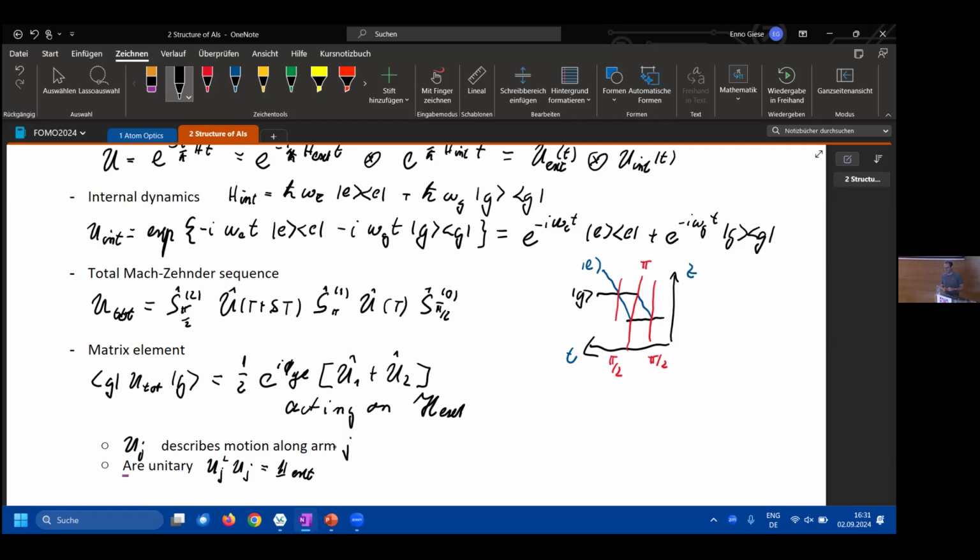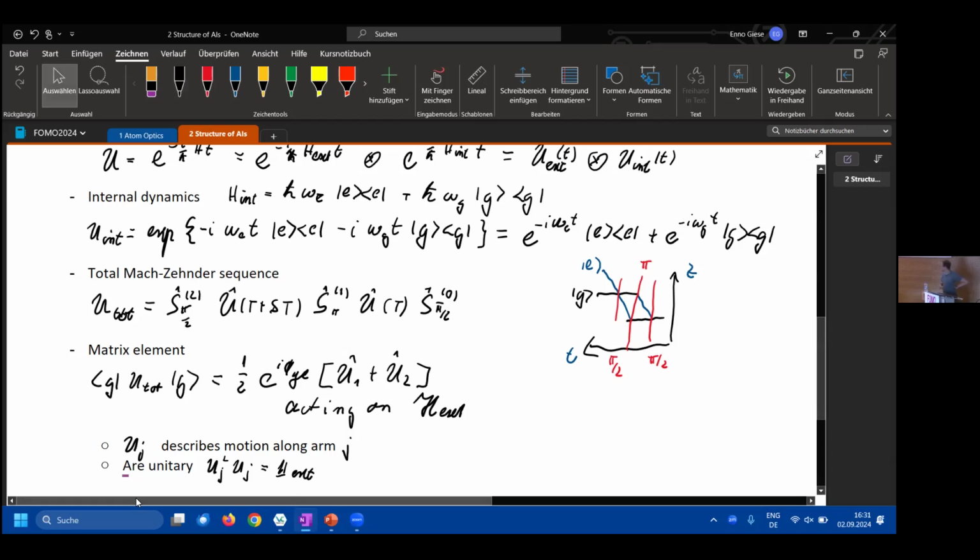But does that matrix element not include that difference? The phase difference is included in this U, and I will show you how we will observe that phase difference. Okay? I have one question. On the left-hand side, you have a matrix element, and on the right, still an operator. Yes. Because I took a matrix element between the internal degrees of freedom, and the U total acts on both degrees of freedom, so also the center of mass motion.